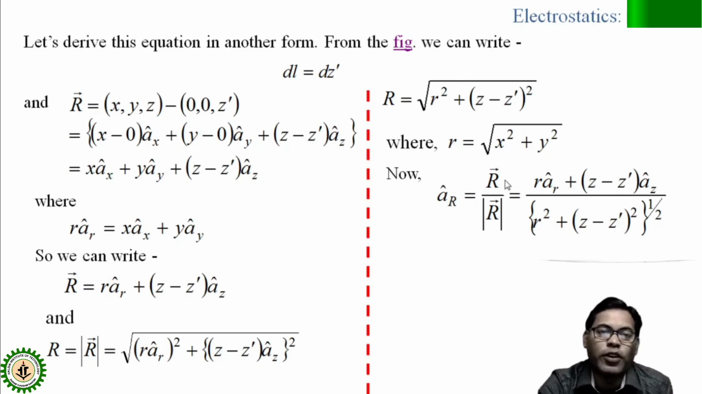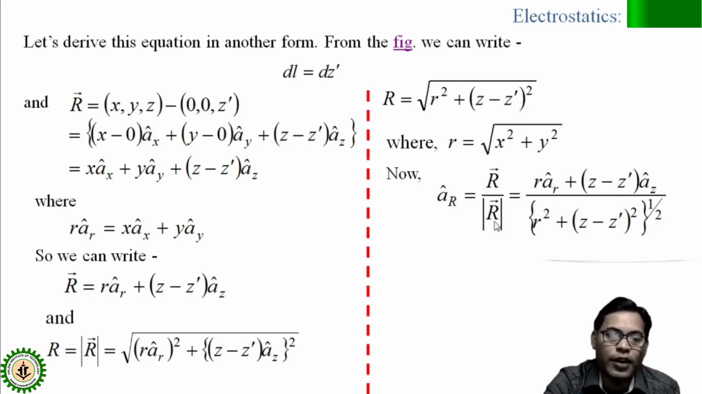AR equals the vector r by the mod of vector r. So you see that the vector r is represented by this one, r AR plus z minus z prime az, and this r is mod of r, which means we are getting r square plus z minus z prime square to the power half, that means root over of r square plus z minus z prime square. So now we got the AR.